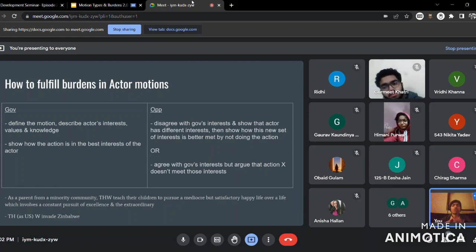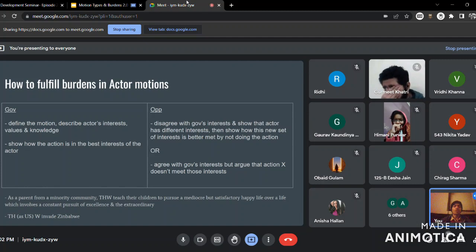That you explain what the implications of both courses of action are, then you tell why one course of action is better to fulfill the actor's self-interest, or the actor's interest in general. That's how you do it on Gov. On opposition, you can do two things.